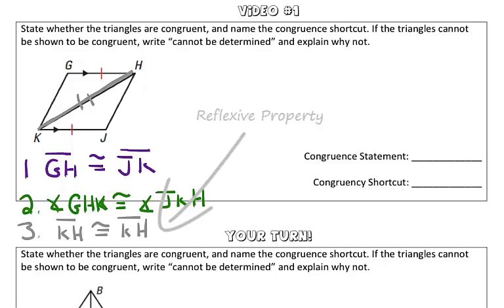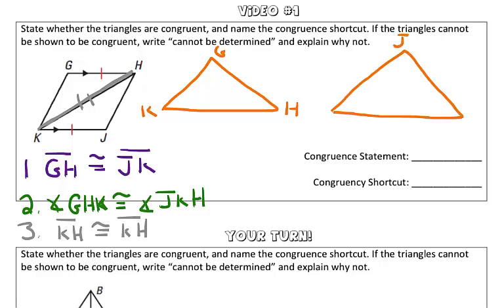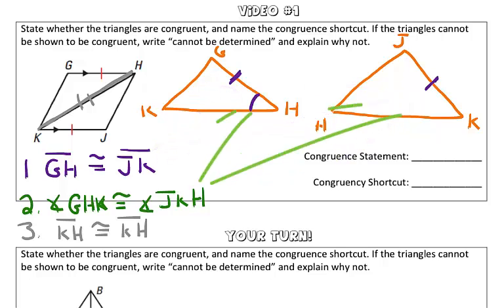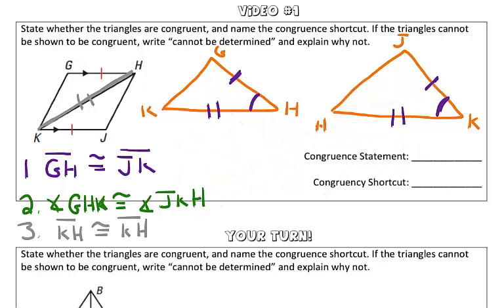We could always redraw these triangles to highlight this information. So if I go ahead and redraw, we'll say this is G, this is H, and this is K. And in the other triangle, this will be J, and this will be K, and this will be H. Again, marking the diagram with the given information, we know that GH is congruent to JK. We know that angle GHK is congruent to angle JKH. And we know that KH is a shared side, so it's congruent to itself using the reflexive property.